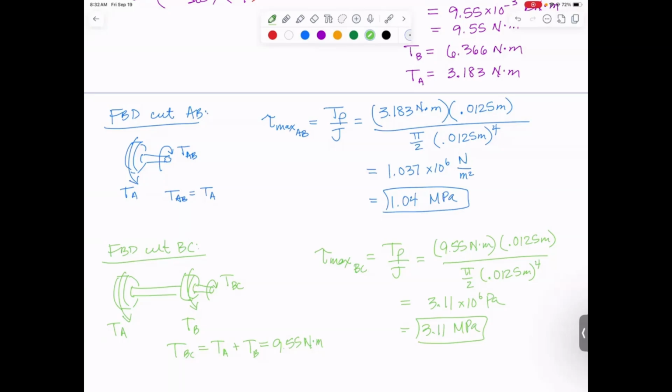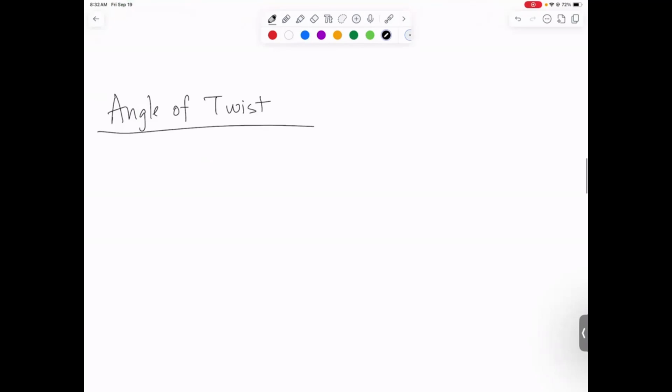The new thing for today was taking those powers in kilowatts and converting them into torque. The other new topic for today is angle of twist. If you apply a torque to a shaft, how much will it twist? Our governing equation we're going to end up with is phi equals torque times length over polar moment of inertia times G, shear modulus. Let me define all of these letters for you.